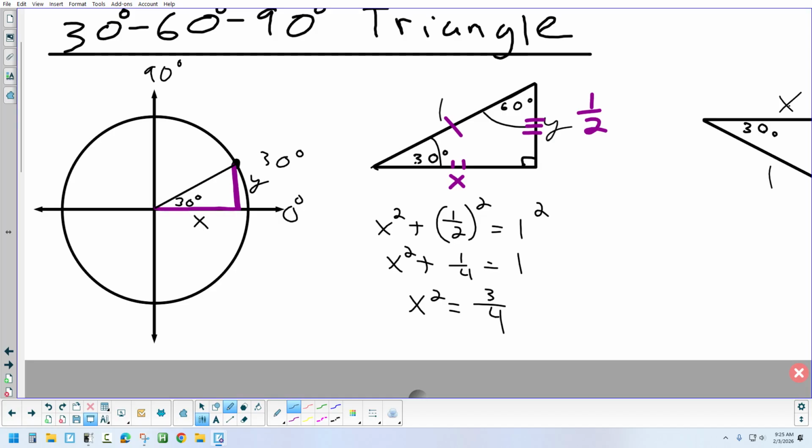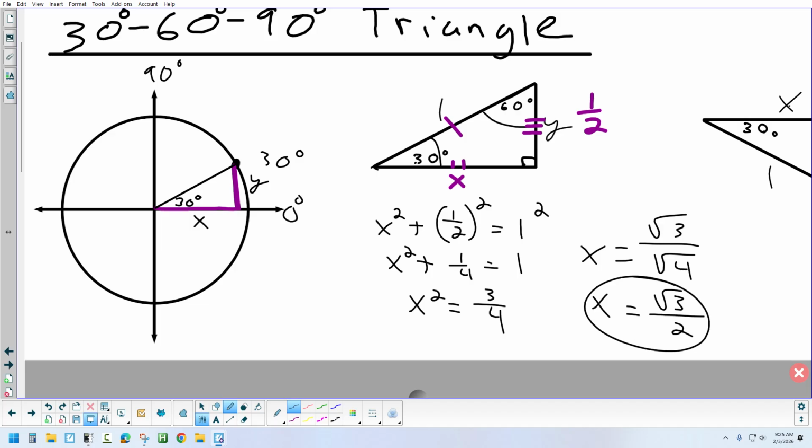We just need to do one more thing. Take the square root. And when we square root, remember you do the top and the bottom. Can we take the square root of 3 and get a nice number? No. So we're going to leave that. Can we take the square root of 4 and get a nice number? Yes, 2. So now we know the bottom side is the square root of 3 over 2.